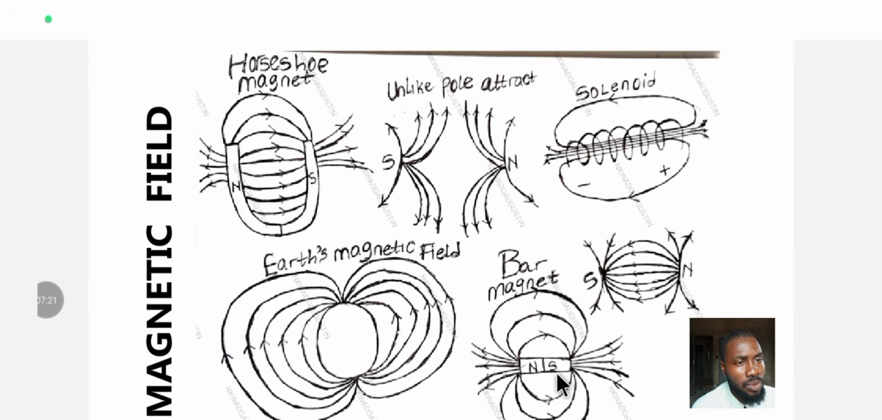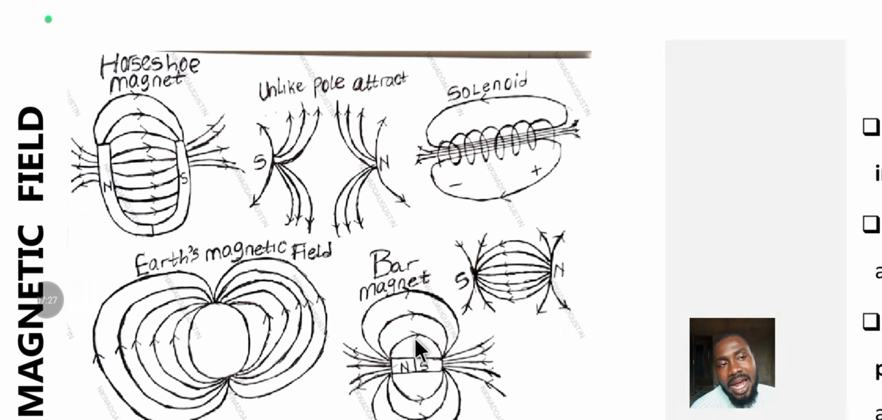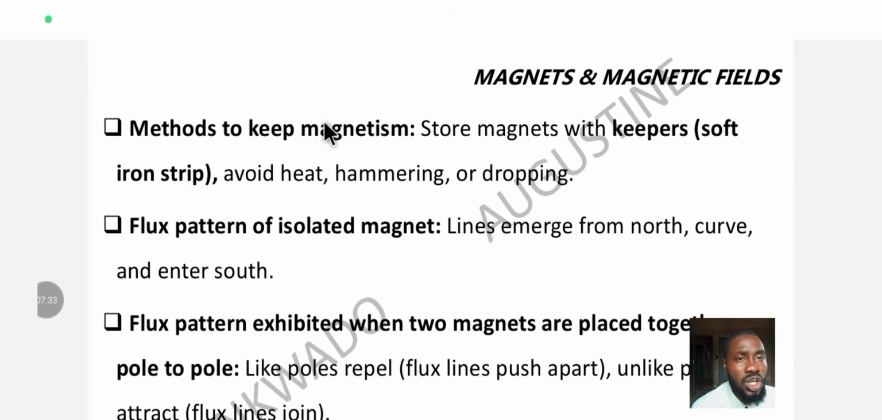You can see the flow enters the south pole. But from north to north, it cannot attract. South, it can't attract. So what are the methods to keep magnetism? How do we protect magnetism? You know, magnetism can be lost. So we need to employ techniques to protect magnetism, to conserve magnetism.